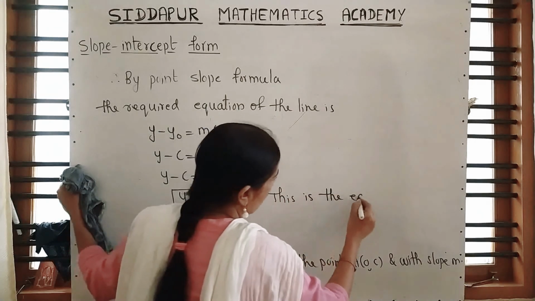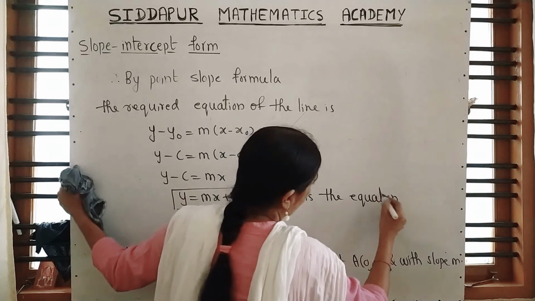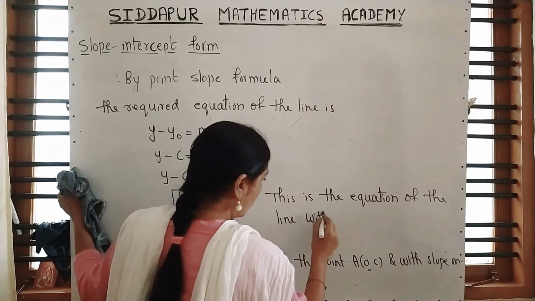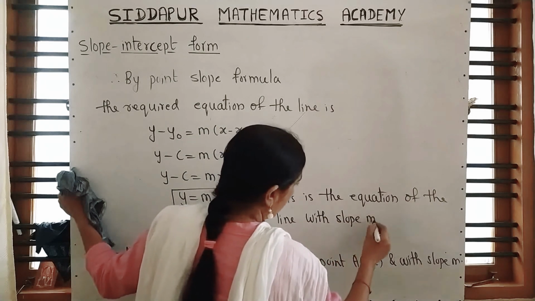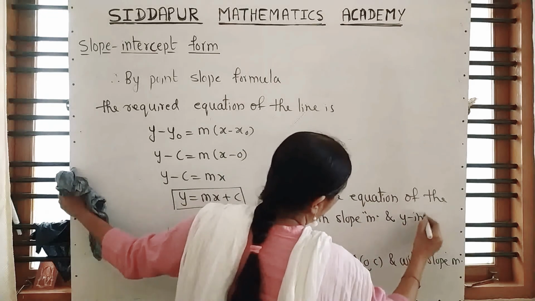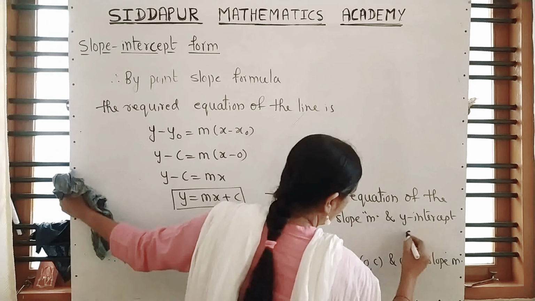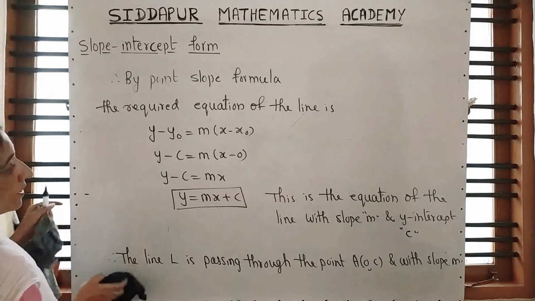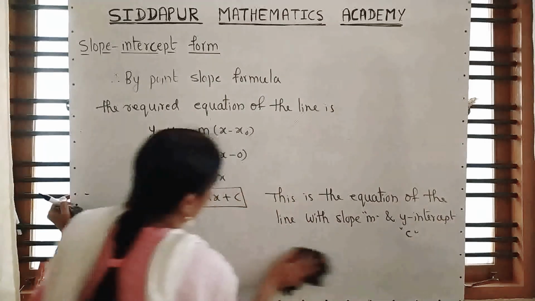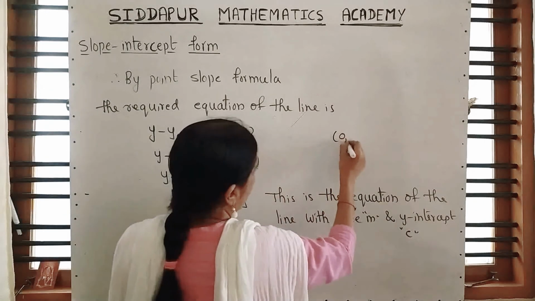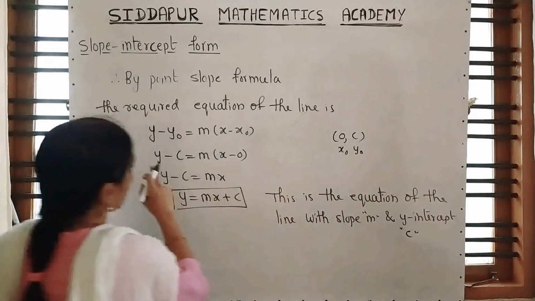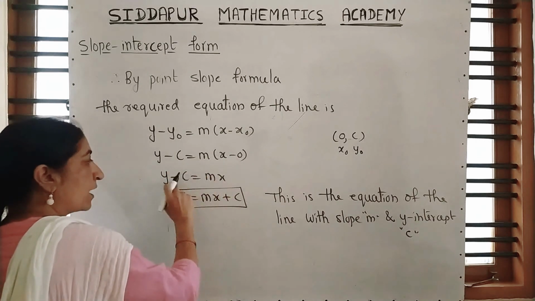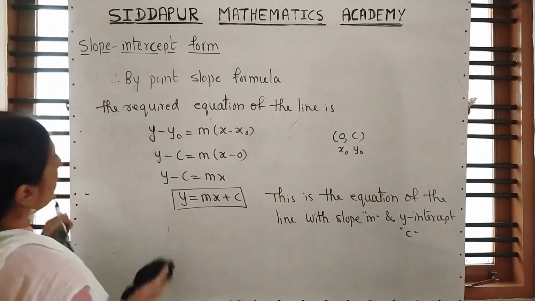This is the equation of the line with the slope m and y-intercept c. Here y minus y naught is equal to m into x minus x naught. So the point 0 comma c we are taking as x naught, y naught. So y minus c is equal to m in the bracket x minus 0. Remove the bracket: mx. Take minus c to that side. So this is about case 1.